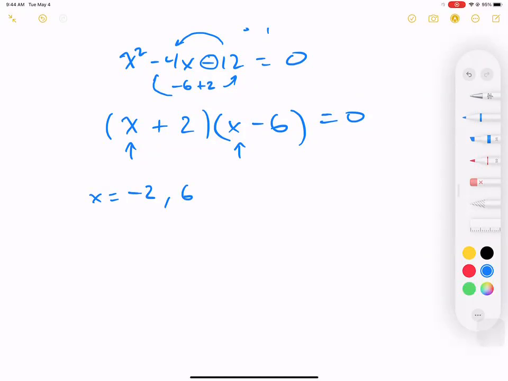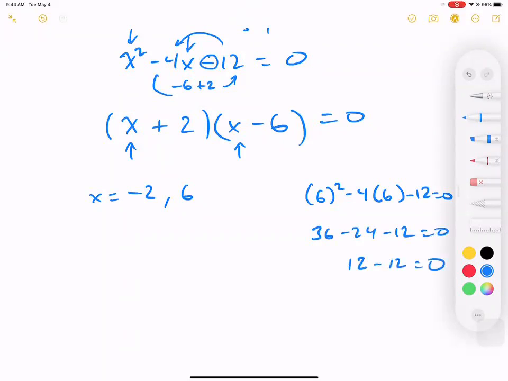I'm going to go ahead and check the 6 for you guys. 6 squared minus 4 times 6 minus 12. Would it become 0? Again, I'm just double checking. Hey, 6 is an answer. Let's plug in 6. 36 minus 24 minus 12 is equal to 0. 36 minus 24 is 12. And 12 minus 12, oh my goodness, that was actually an answer here. That was a possibility.